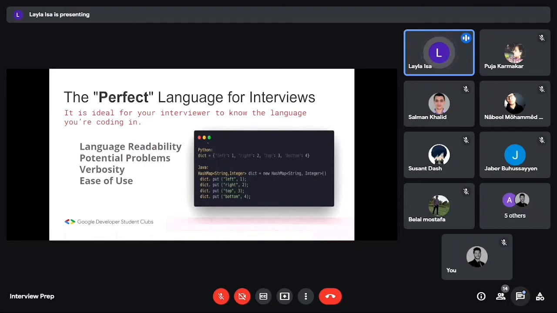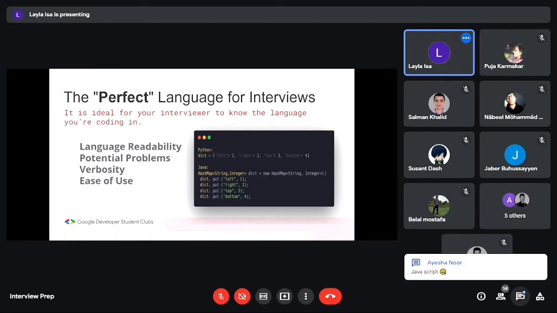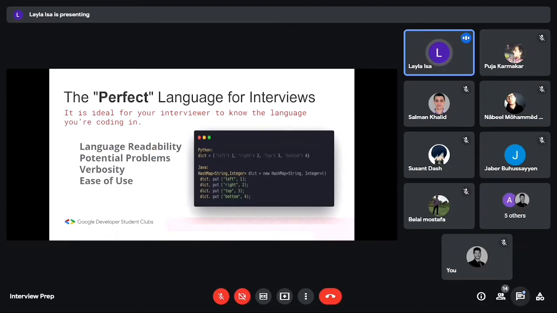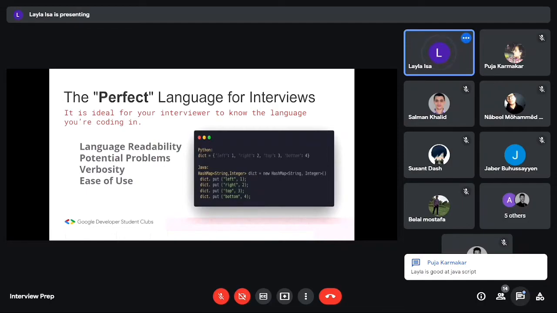Python may be shorter than Java, but Java is more descriptive, and you can elaborate more when you explain to the interviewer. But it's up to you. Whatever you understand better, use it.